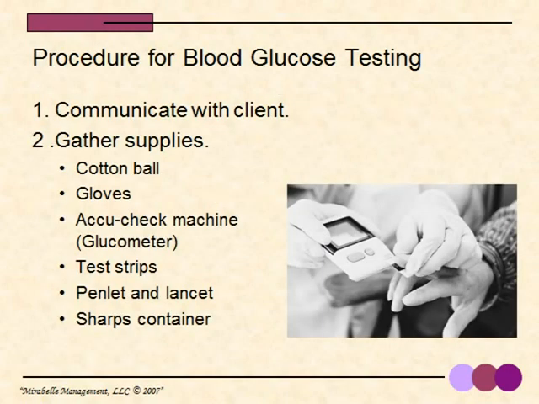Blood glucose testing begins by communicating with your client what you're going to be doing. Then you will need to gather the supplies needed for the test. These include cotton balls, gloves, the Accu-Chek machine or glucometer, test strips, the penlet and lancet, and a sharps container.